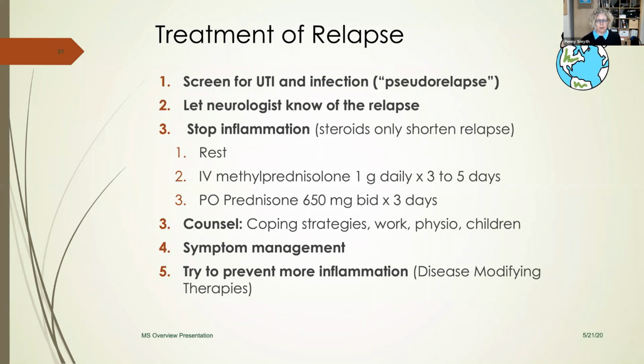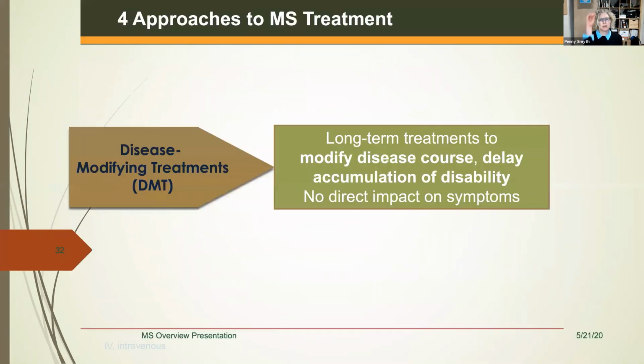Do they need help with their children? Do they need time off of work? Do they need physio? We go through symptom management if they have symptoms that need to be treated. And then we talk about their disease-modifying therapies. Are they on the right therapy, or do we need to consider switching them? So what are these disease-modifying treatments that I keep talking about and I keep referring to?